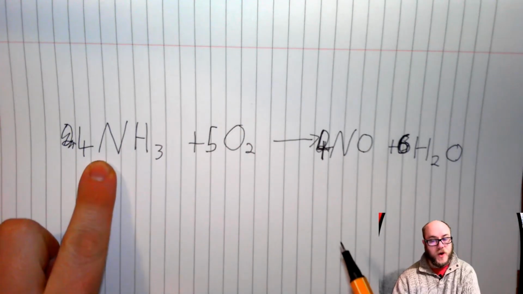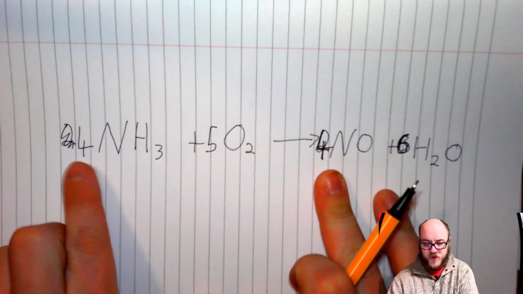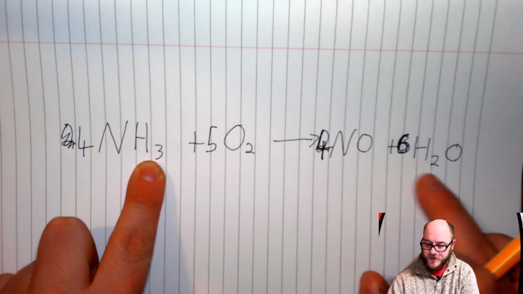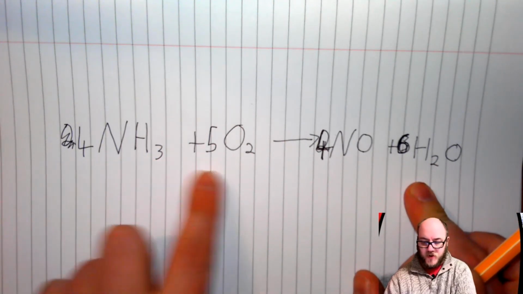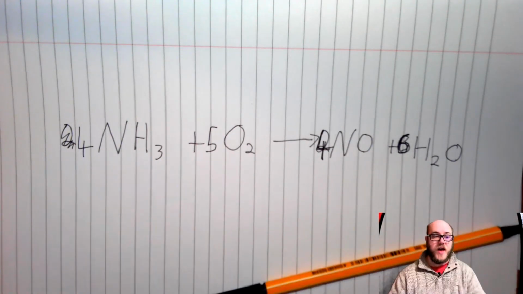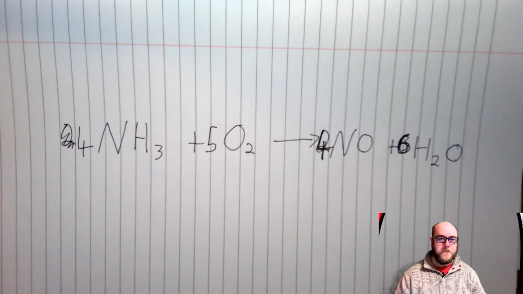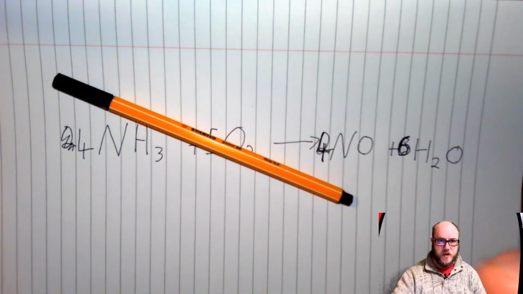I've got 4 nitrogens. 4 nitrogens. I've got 4 times 3, 12 hydrogens. I've got 6 times 2 over here, 12 hydrogens. Perfect. I've got 10 oxygens here. I've got 4 plus 6 oxygens there. That's 10 oxygens. Boom. Mic drop moment, but that didn't really work very well.